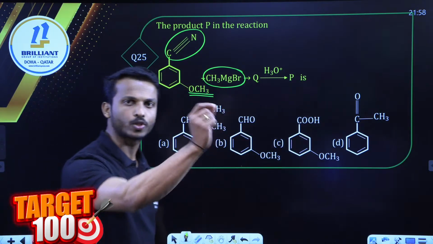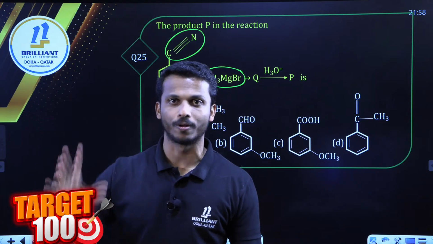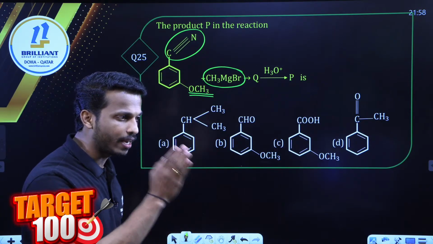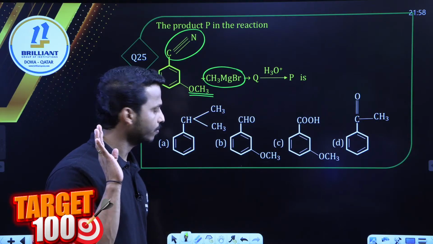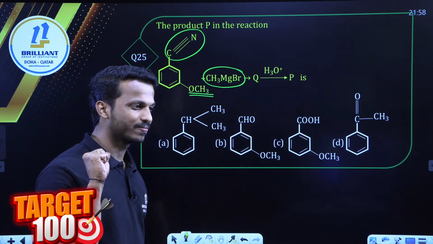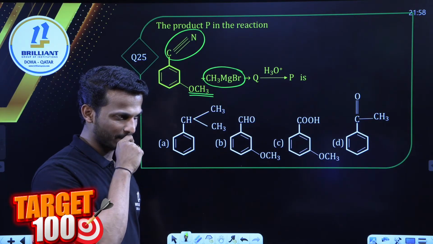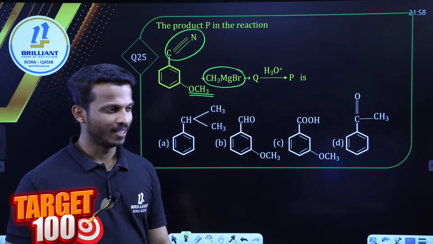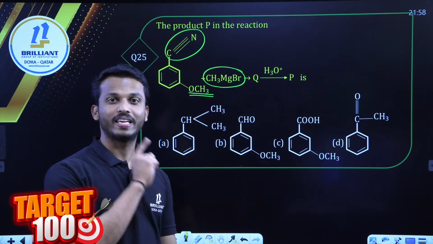Can you type in the chat box, all of you? It's a preparation of one of the functional groups, treating a Grignard reagent with a cyanide. Which functional group? Correct, ketone. Not acid, dear all. Ketone.